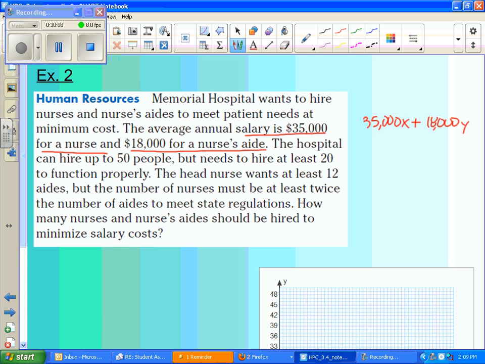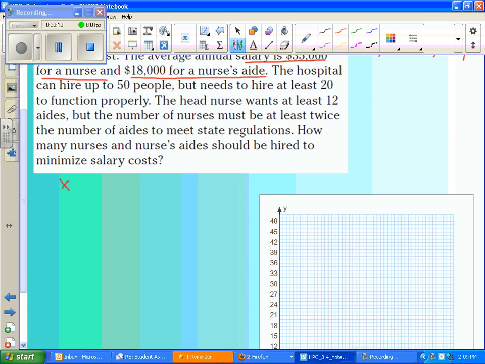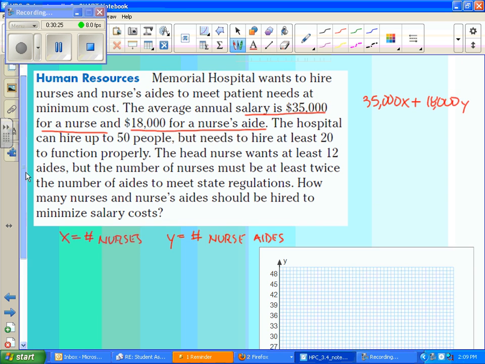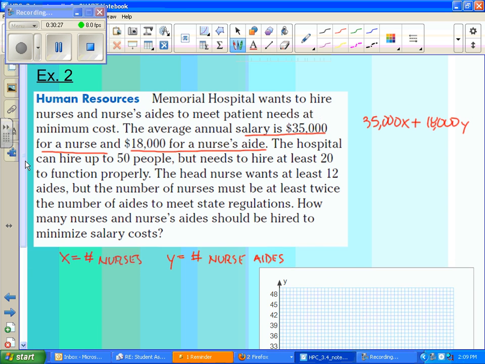We define our variables, so we're going to say x equals the number of nurses, y equals the number of nurse aides. Okay, then we're ready to now come up with our constraints.